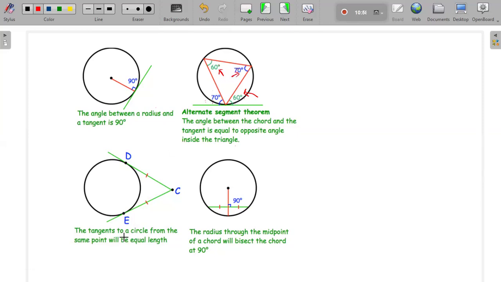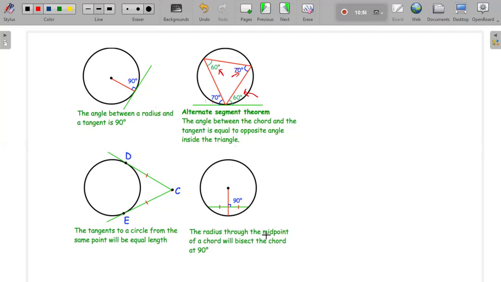And the tangents to a circle from the same point are equal in what? In length. The tangents to a circle from the same point will be equal in length. So if I start from here, it's a tangent going to that side, touches one part at the circumference, and the other one like that. So these lines are going to be what? Are going to be equal.